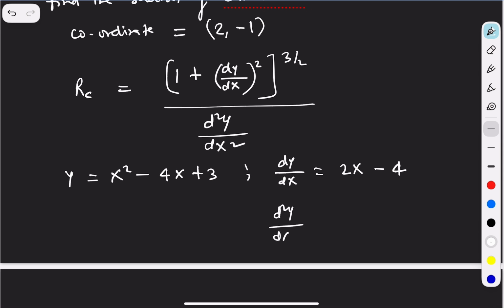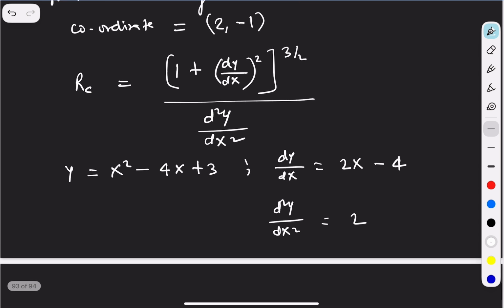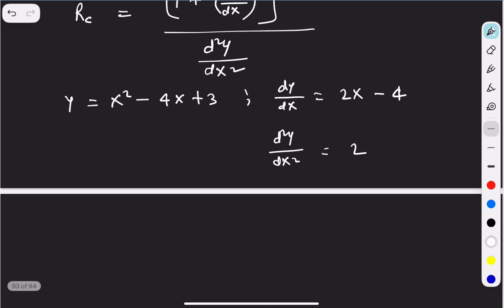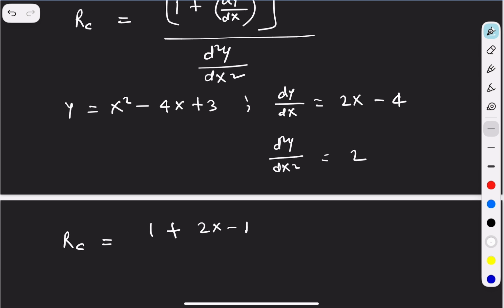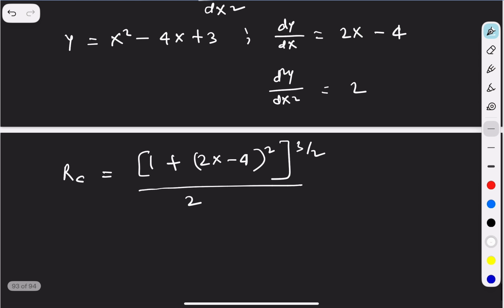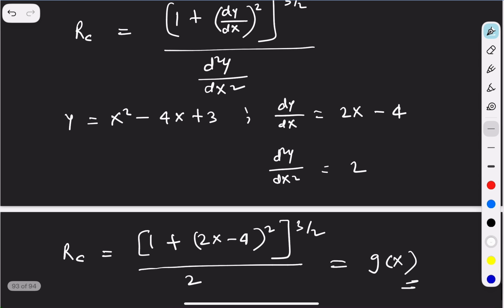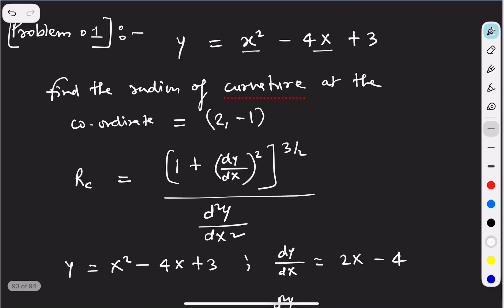Now we put the values. If I want to make the general function of RC, that will be 1 plus 2x minus 4 whole square, power 3 by 2, divided by 2. This is the general function of the radius of curvature, which we discussed earlier in the theory part. Now they are asking what would be the radius of curvature for that local segment, and they have given the coordinate 2 comma minus 1.